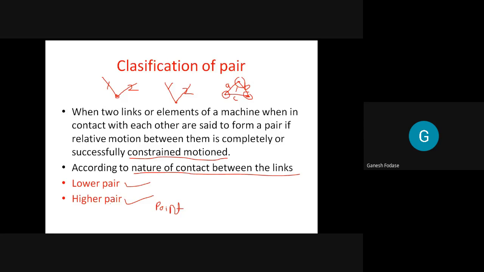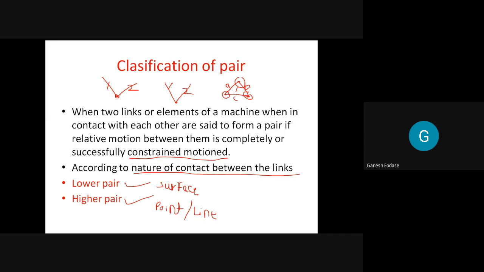If there is point or line contact, then that pair is called a higher pair. But if there is surface contact or area contact, then that pair is called a lower pair. Can anyone tell me an example? Okay, I will tell you some examples. You tell me whether it is lower or higher pair.